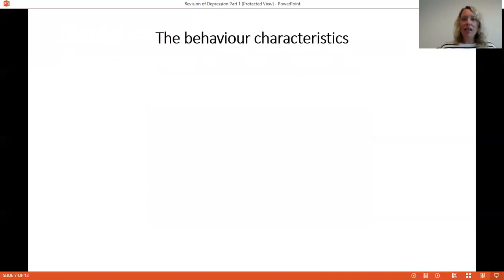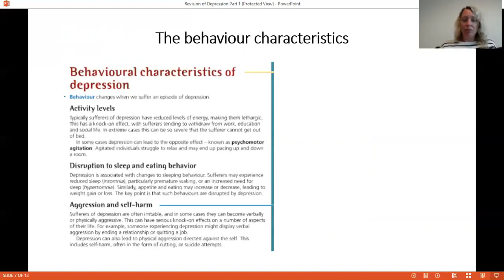Okay, so let's start thinking about the behaviour characteristics of somebody who is suffering from depression. These are the key things written out in a bit more detail than on the previous slide that you need to know about and be able to explain and explore when you are writing about depression, or if you are given a scenario and you have to pick out the behavioural characteristics.